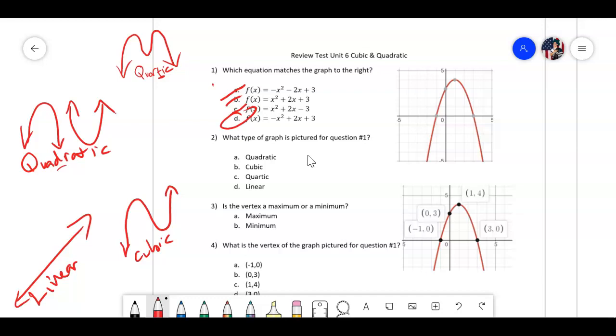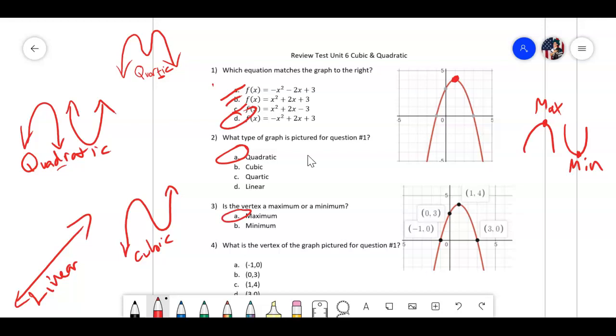So, what type of graph is pictured to the right over here? Well, it's one of these U shapes, so it's going to be quadratic. Now, is the vertex a maximum or a minimum? Remember, max is at the top, and min is at the bottom. Okay, so since we have it up here, that's going to be a maximum.